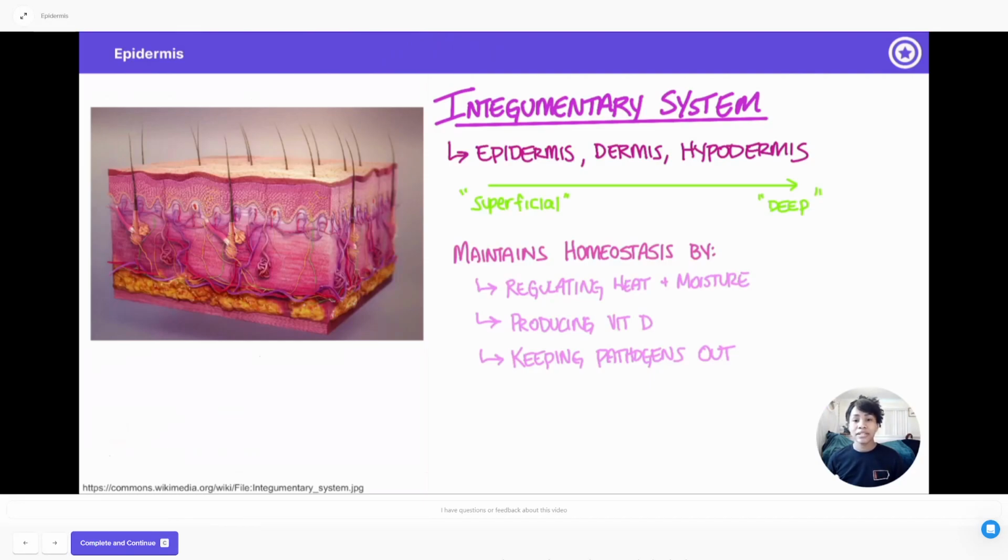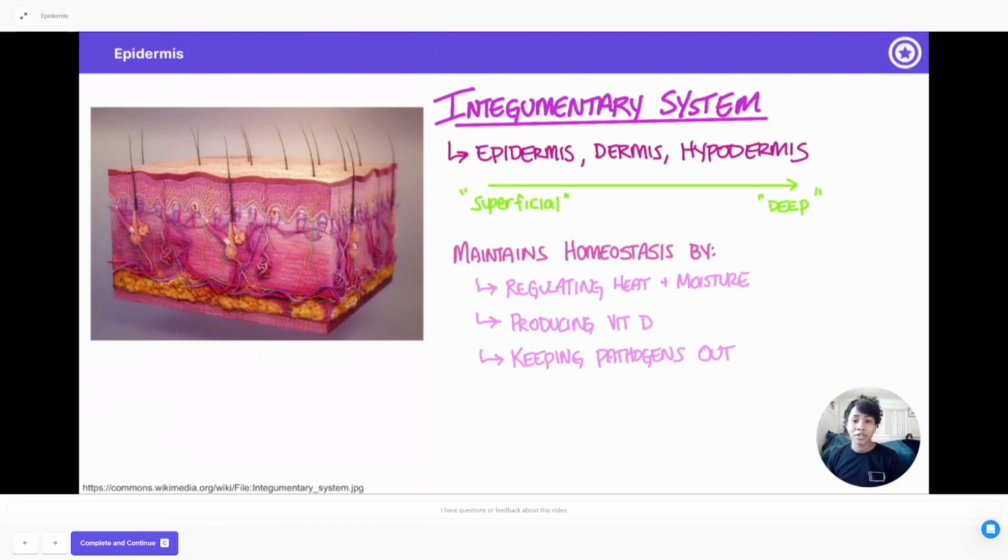So our skin consists of three main layers, which are the epidermis, the dermis, and the hypodermis. And these layers are typically listed in order from most superficial, or the outermost layer, to the deepest or innermost layer. And our skin has a very important protective role when it comes to maintaining homeostasis. So the first thing it does is that it helps you regulate heat and moisture, and you may be familiar with this with the process of sweating.